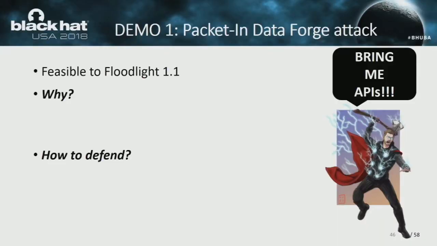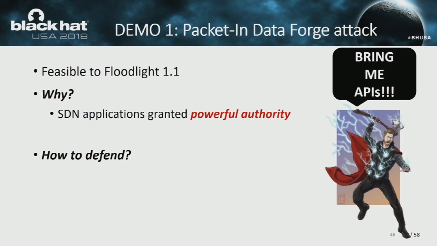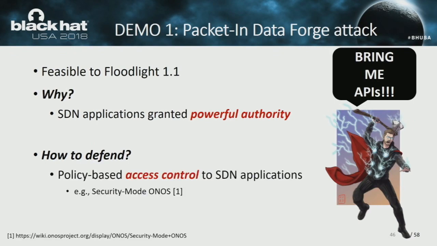So then why is it possible to Floodlight? The reason is that SDN applications are granted very powerful authority, which means that the current SDN applications are able to call core services and APIs provided by the SDN controller without any constraint. So to defend against this attack, we suggest that the SDN controller should adopt a policy-based access control mechanism like the Android permission system. The security mode on ONOS is a good example of a permission system for the SDN controller.